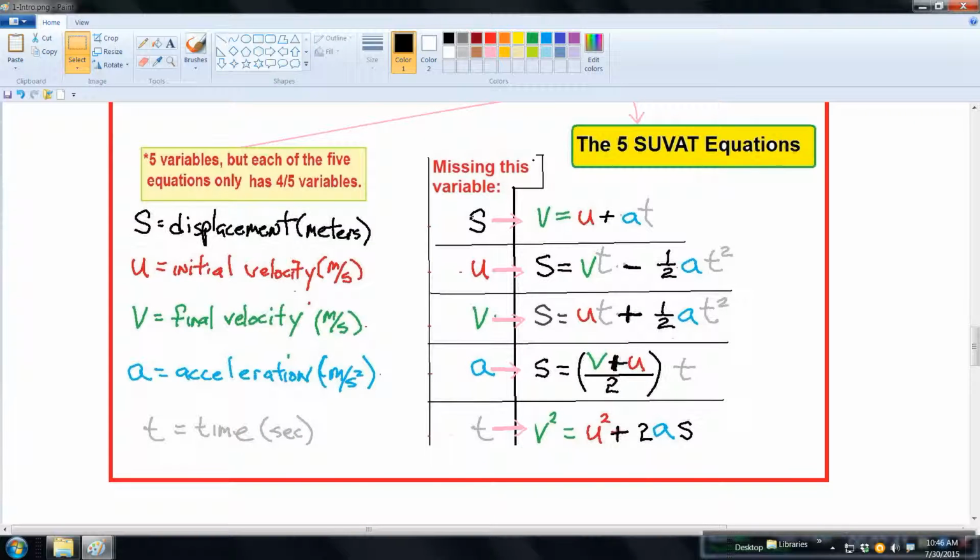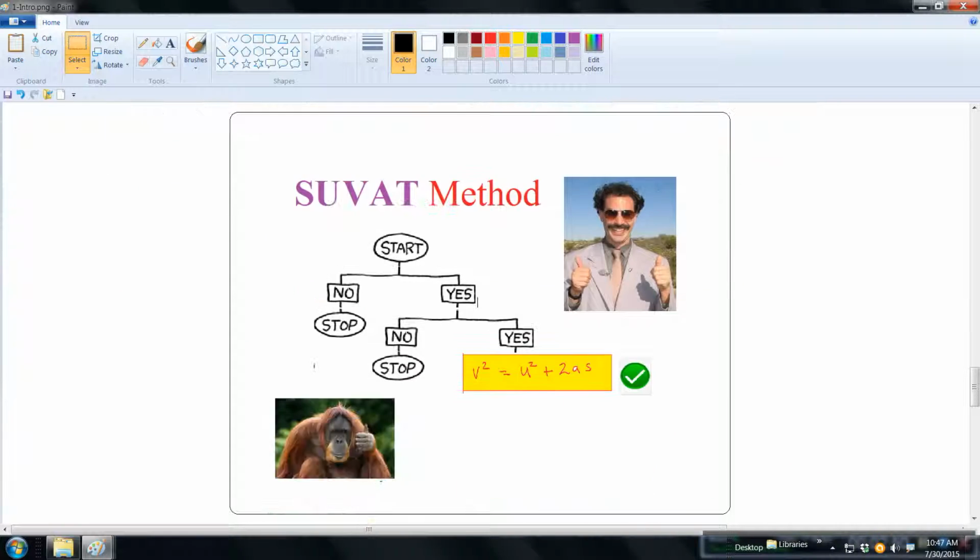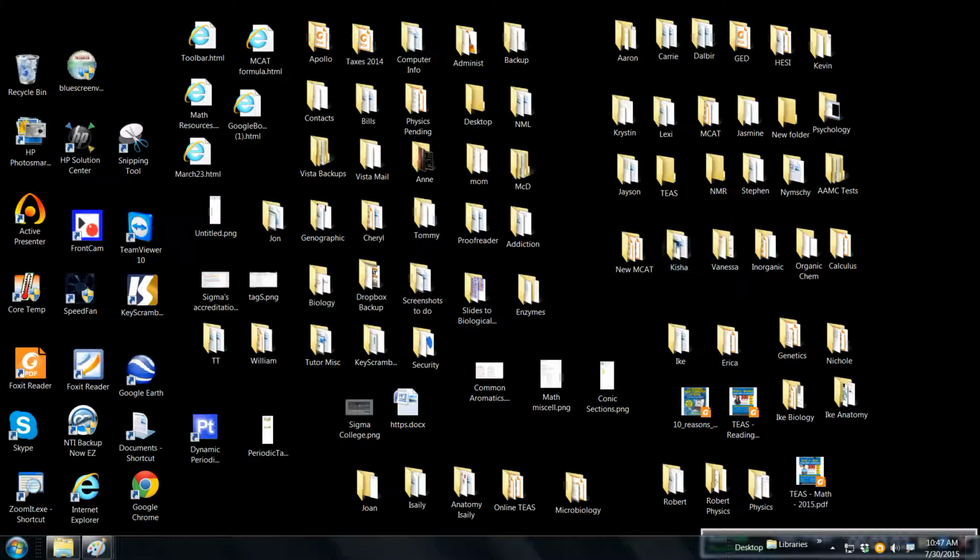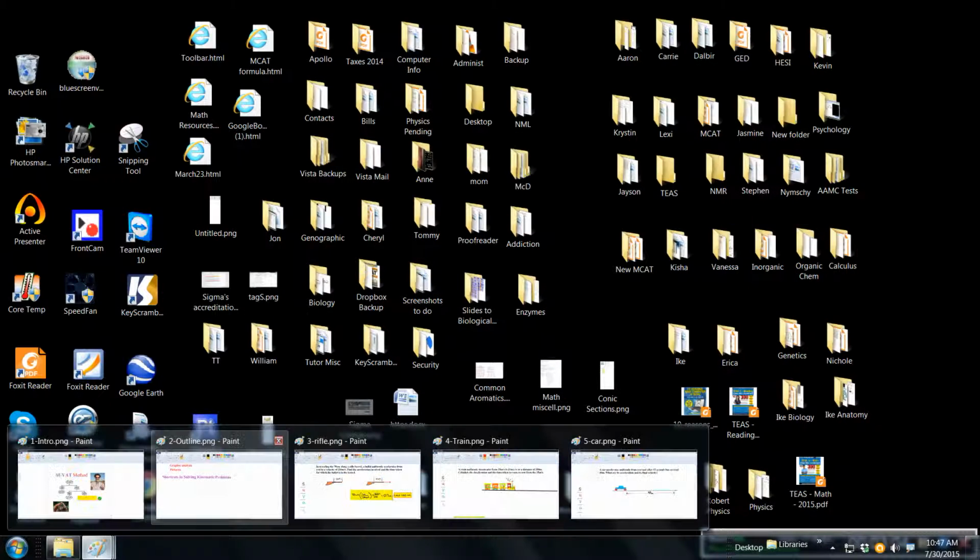And these are all the equations that are affiliated with the missing variables. Presumably you understand this table by now. So just to remind you that the SUVAT method is essentially like a simple algorithm that quickly directs you to the one and only equation that you need. Alright, so let's get to the first problem we're going to do.